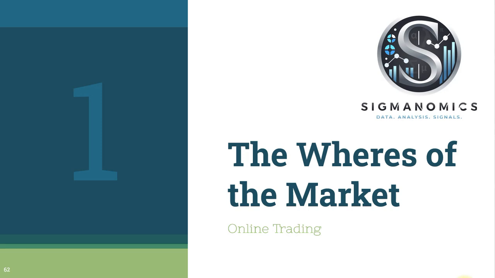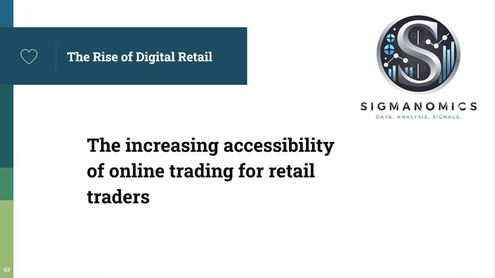All right, so we're going to go through a little bit of the history of online trading: where things are, where things were, how we got there, etc. All right, so the rise of digital retail. Now, this is not digital retail as in going to Amazon and buying a shoe. This is digital retail as in digital retail trading. Okay, how did it come about?